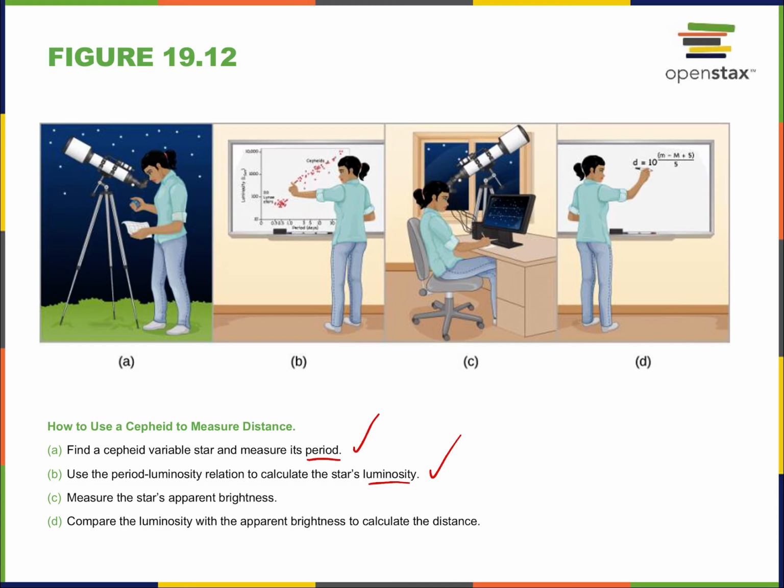So now look at step 3. Measure the star's apparent brightness. Right? That would have been one of the steps for measuring its distance if we were using parallax. And now look. Now that we know true luminosity and apparent brightness, we can calculate distance. All right? So it's another way to calculate distance other than using stellar parallax. It's another tool in our tool belt.